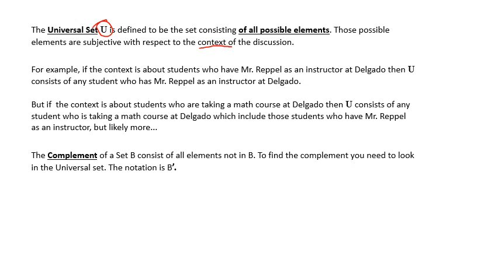Now we define the complement of a set, B, to consist of all the elements which are not in B. To find the complement, you need to look at the universal set. Our notation is given right here. B, it looks like an apostrophe. That's what you want to call it. But when you see this notation, you are looking for the complement, and we associate the complement with the words not in the set.